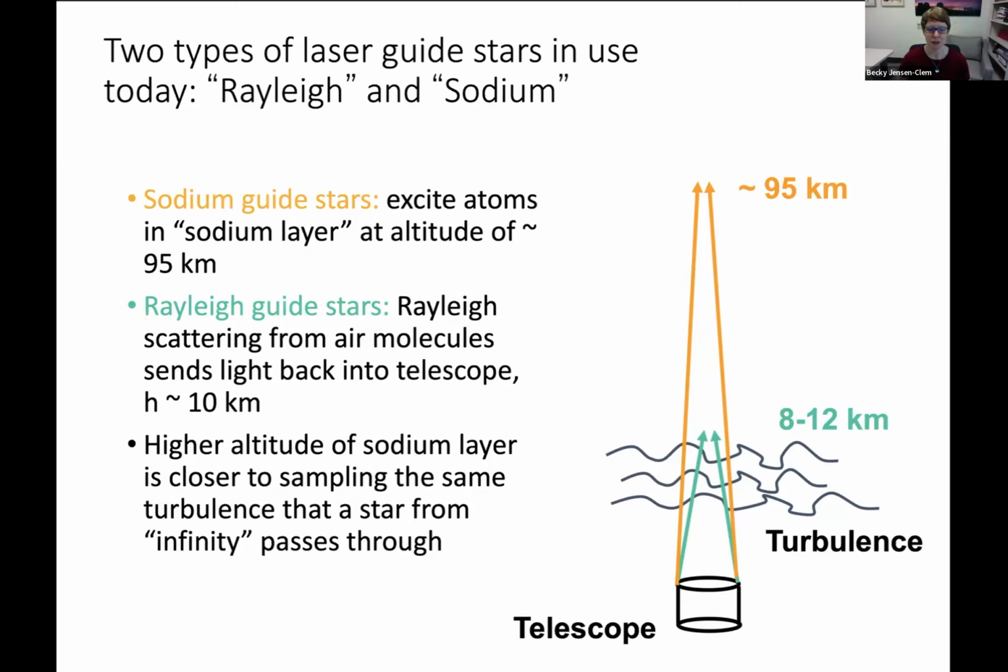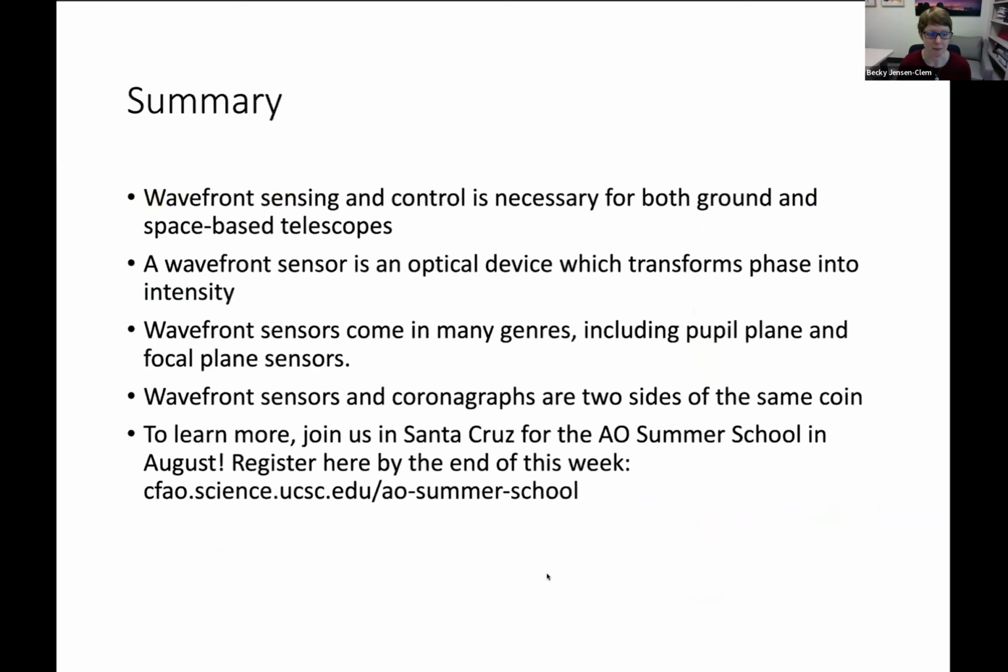And this has to do with the isoplanatic angle. This is the critical angle over which you can still sufficiently measure your tip tilt or any kind of wavefront aberrations. And that is, again, a quantity that you can use these parameters from turbulence theory to quantify. So a good resource for deriving the isoplanatic angle is the Adaptive Optics textbook by Hardy. Or also if you go to cfao.science.ucsc.edu, we have a resources page to learn more about that.